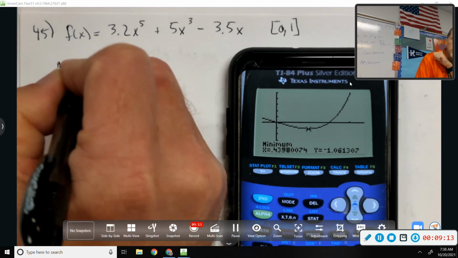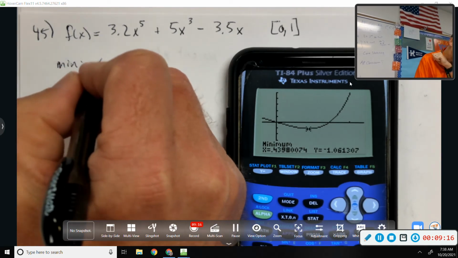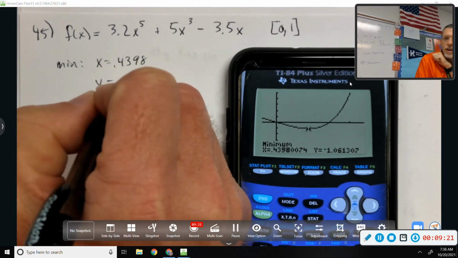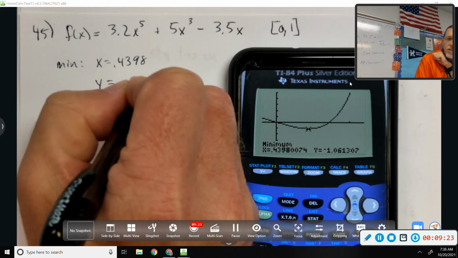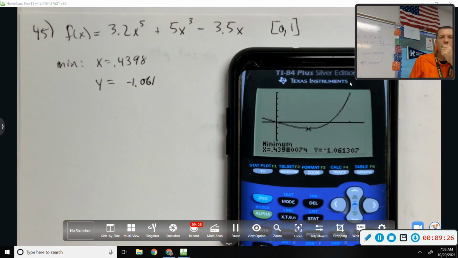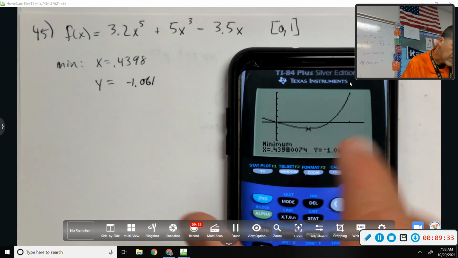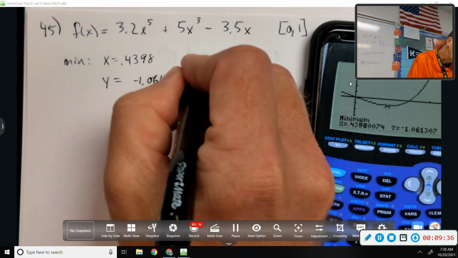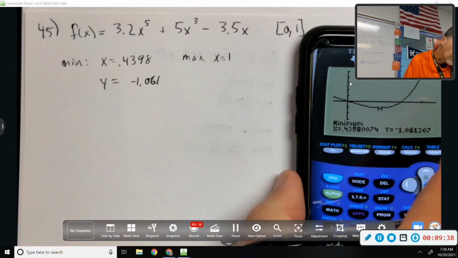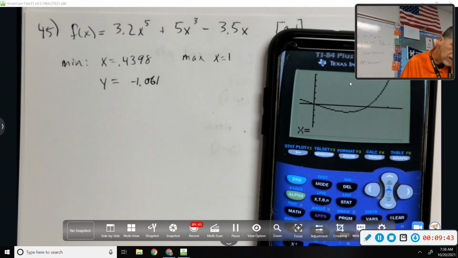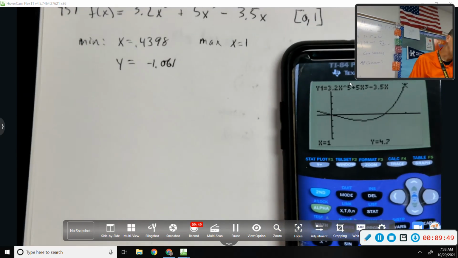And so there's a minimum at x equals 0.4398 and y equals negative 1.061. There is a maximum, but it's happening at the endpoint over there at 1, so that's easy to locate. So second calc, value at x equals 1 is 4.7. I can just tell by looking at it, that's the max.